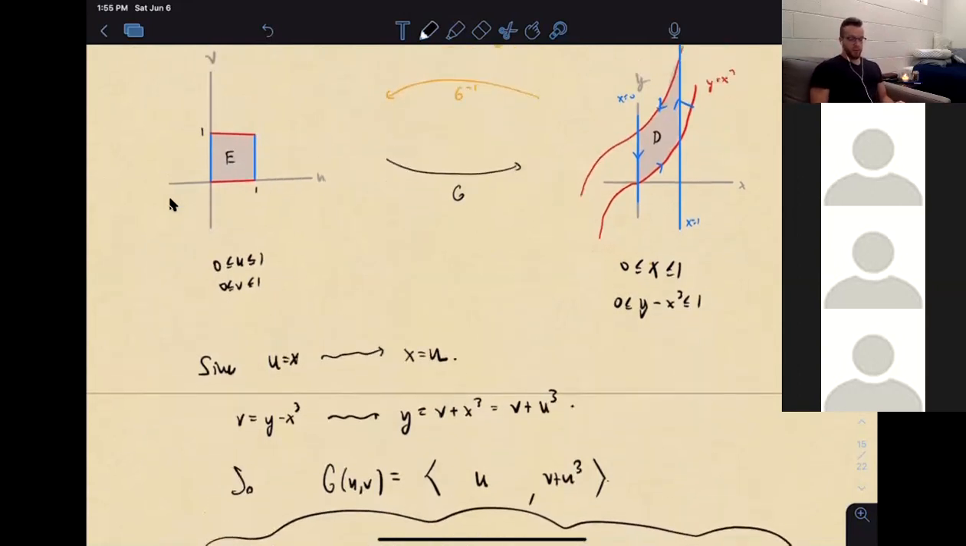So I got a private question, which was, why do I write G with vector brackets instead of regular parentheses? I don't know. I felt like it. It's a vector valued function.